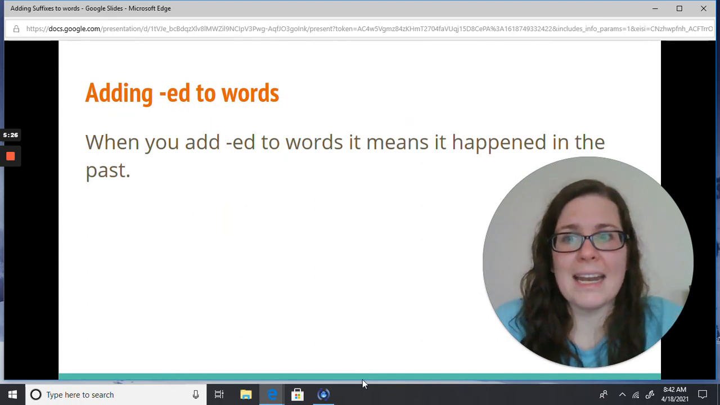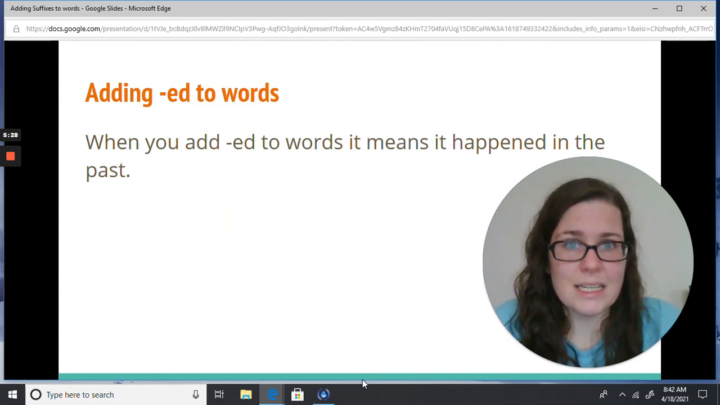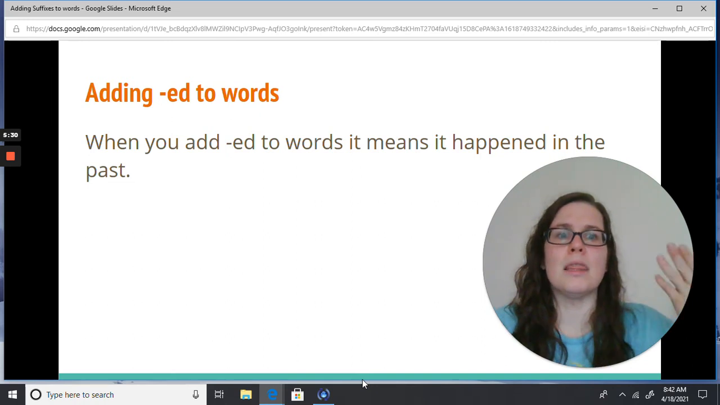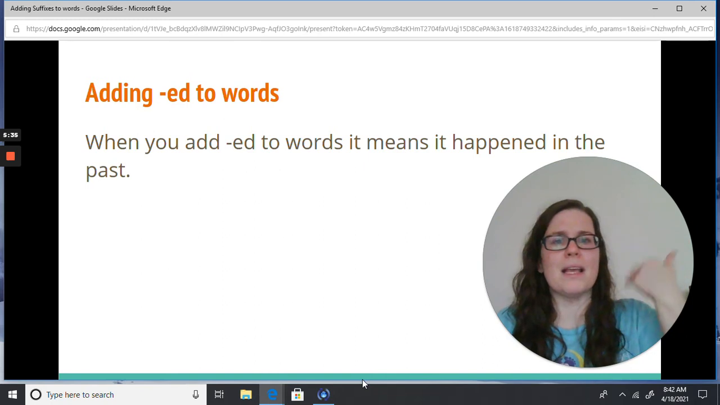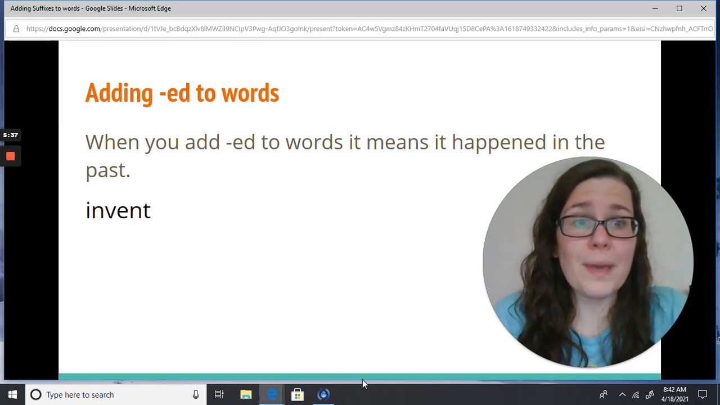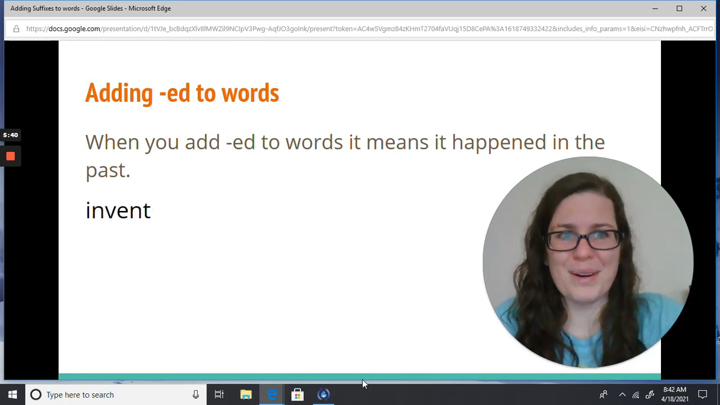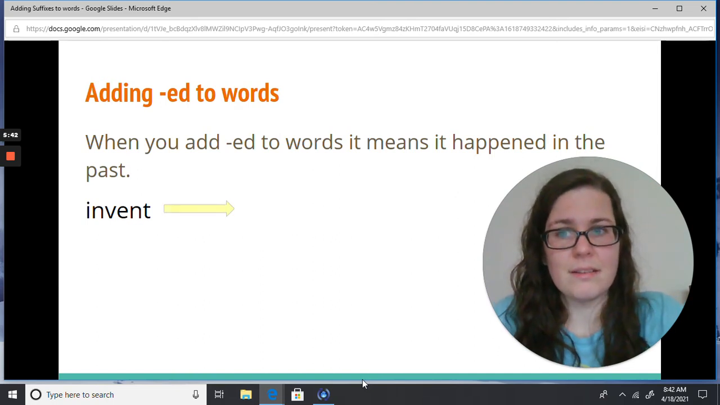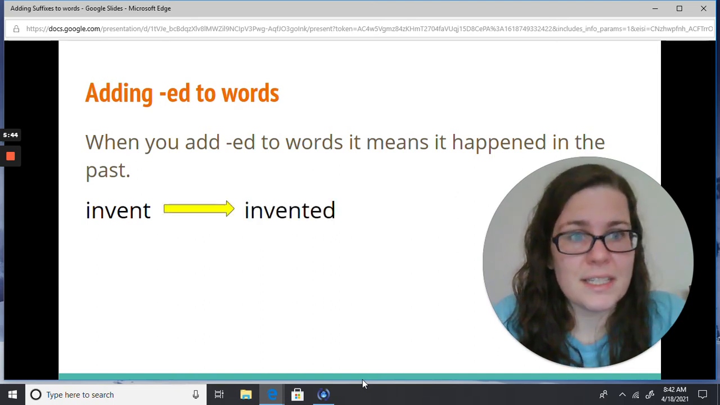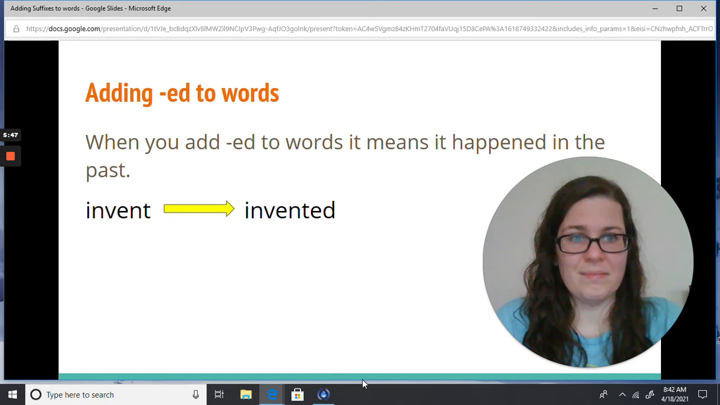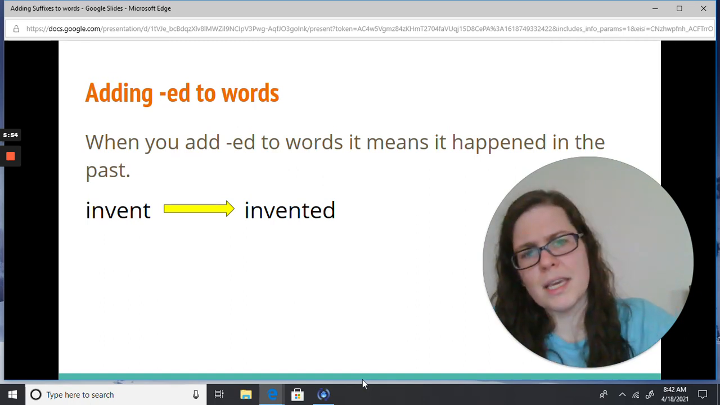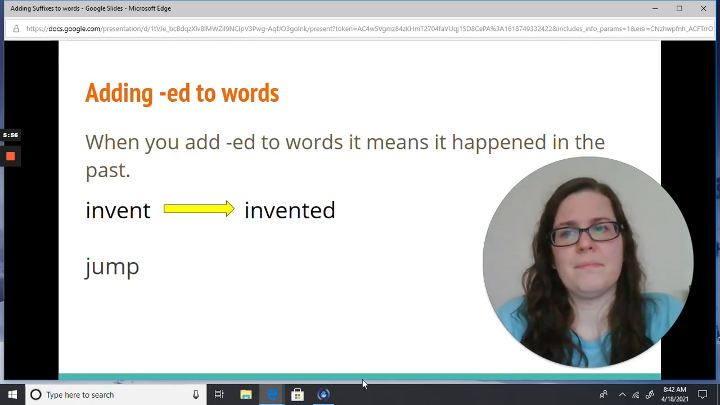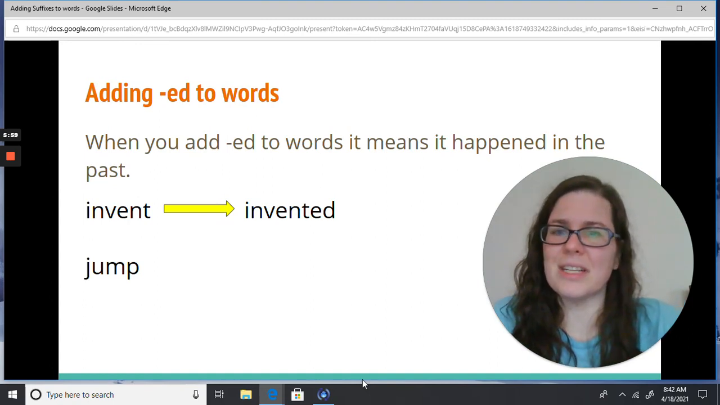Now let's talk about adding ed to words. When you add ed to words, it means it happened in the past. It's not happening right now, but in the past. So if we add ed to a word we've already sounded out, invent, you get invented. The computer was invented many years ago. Invented.